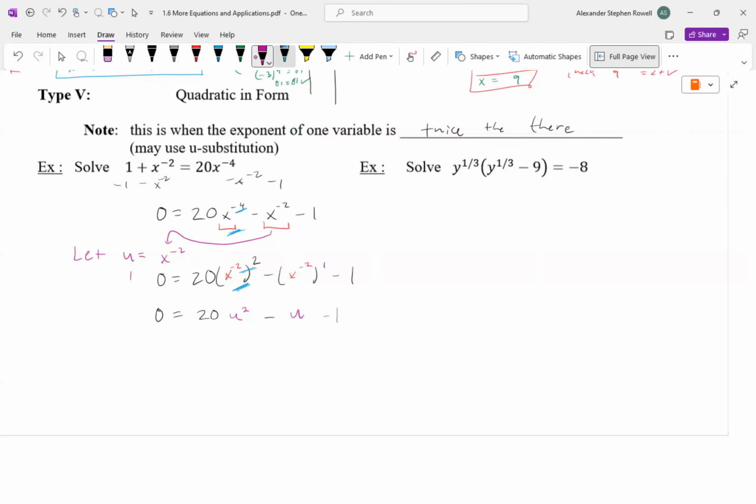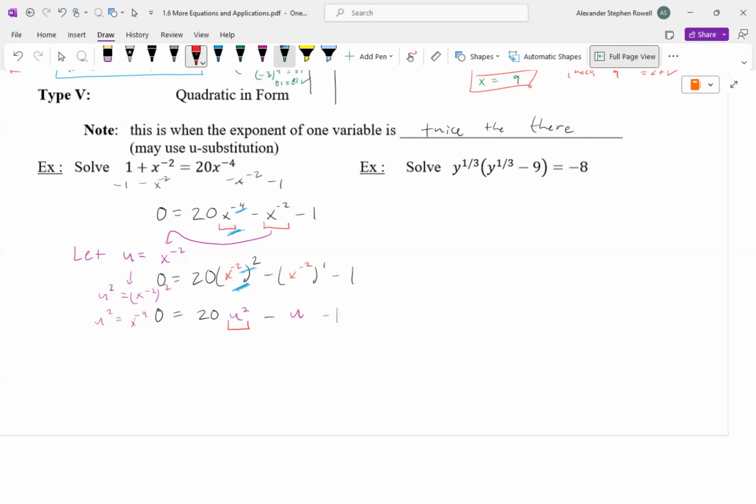I'm just going to compute u squared. If you square both sides, you get x to the negative second squared. U squared is equal to x to the negative fourth. So I just replace the x to the negative fourth with a u squared. Now that I have a u squared and a u, hopefully this looks like a quadratic to you. And we can solve by factoring, completing the square, or quadratic formula.